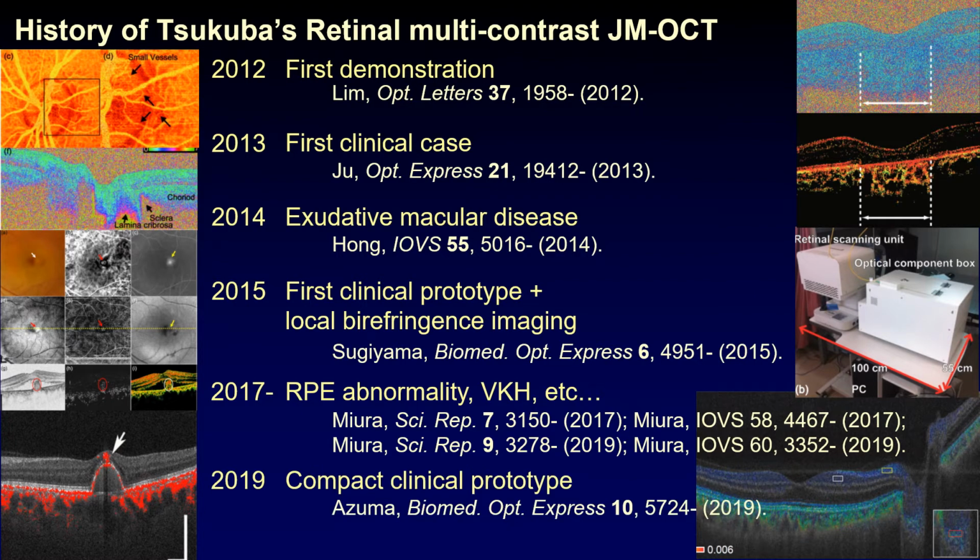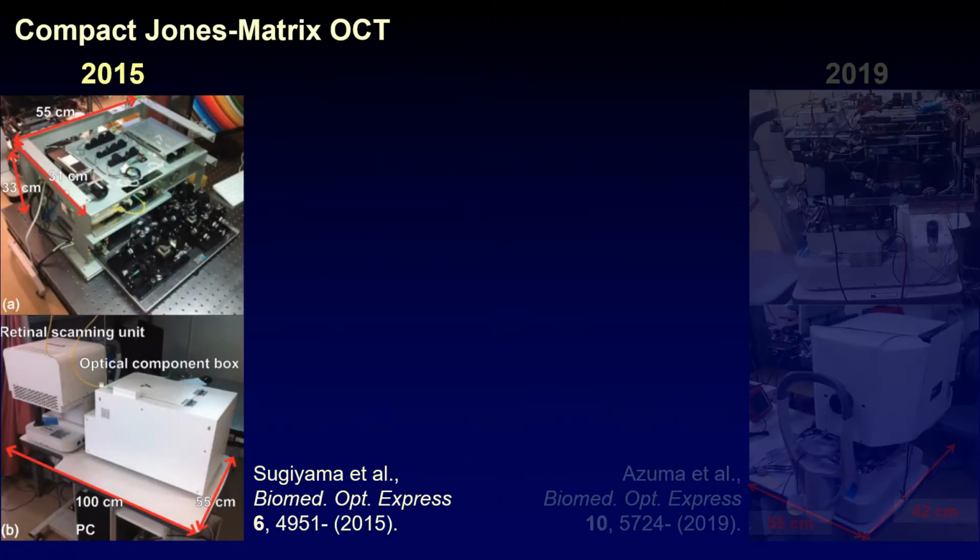Last year, we released our second clinical prototype, which is a compact clinical prototype, and this is the main subject of this talk. How is the compact Jones-matrix OCT prototype better than our first clinical prototype? To think about it, here I would like to compare these two prototypes.